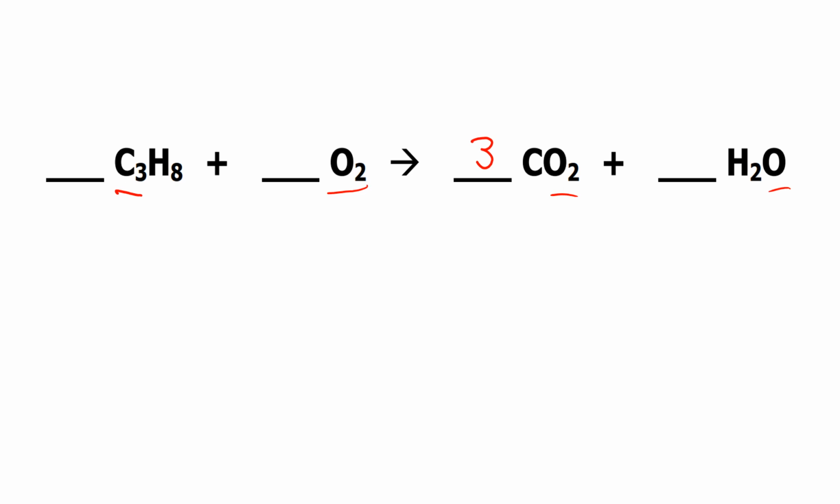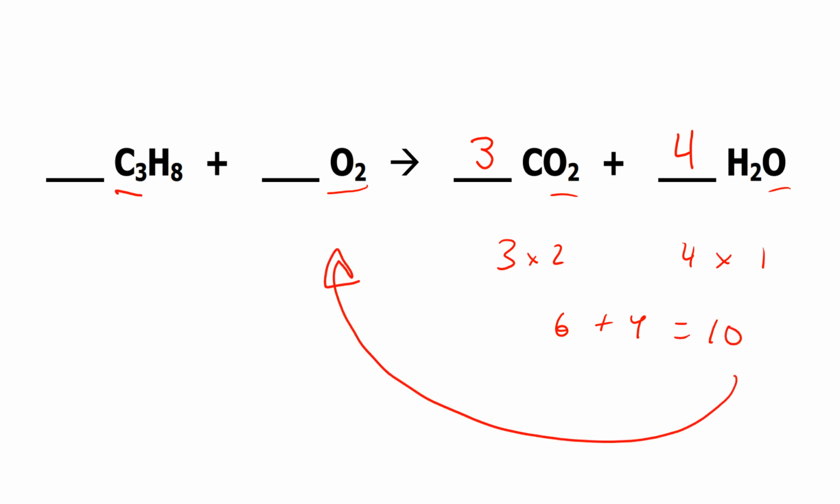I have 8 H's on my reactant side. On my product side I have 2, so I'm going to put a 4 here, because 4 times 2 is 8. Now I have 3 times 2 O's, and 4 times 1 O. So 6 plus 4, that's 10. How do I make this 10 over here? I'm going to put a 5 in the front, because 5 times 2 is 10. So put a 1 here, and then we're good to go.